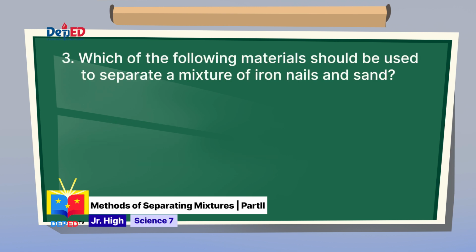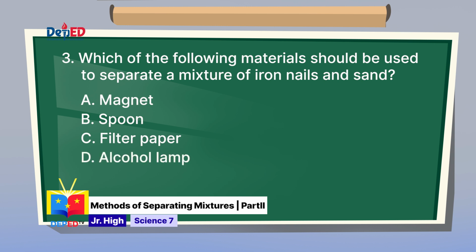Number 3. Which of the following materials should be used to separate a mixture of iron nails and sand? A. Magnet. B. Spoon. C. Filter paper. D. Alcohol lamp. Iron nail is a metal attracted to magnet. We can use a magnet in separating it from sand. The right answer is letter A.